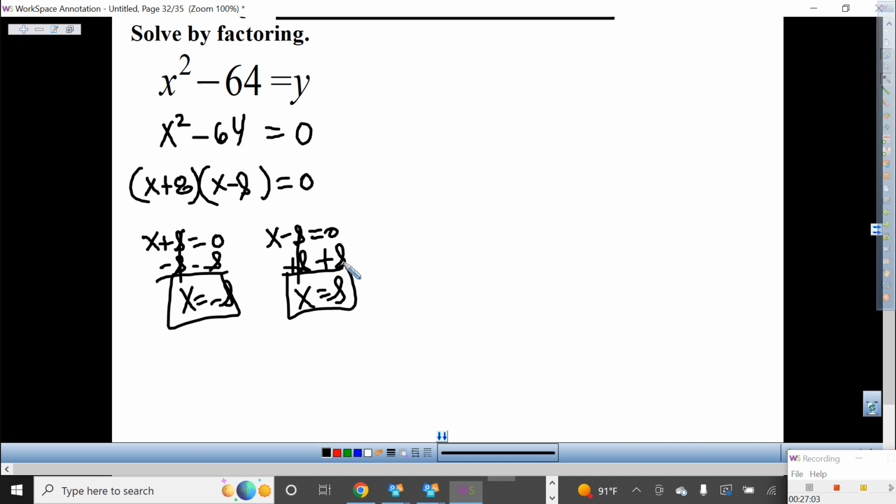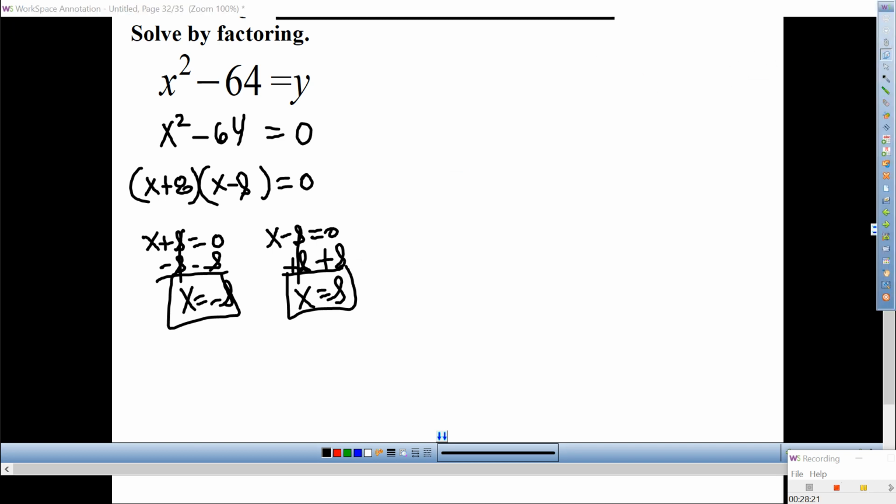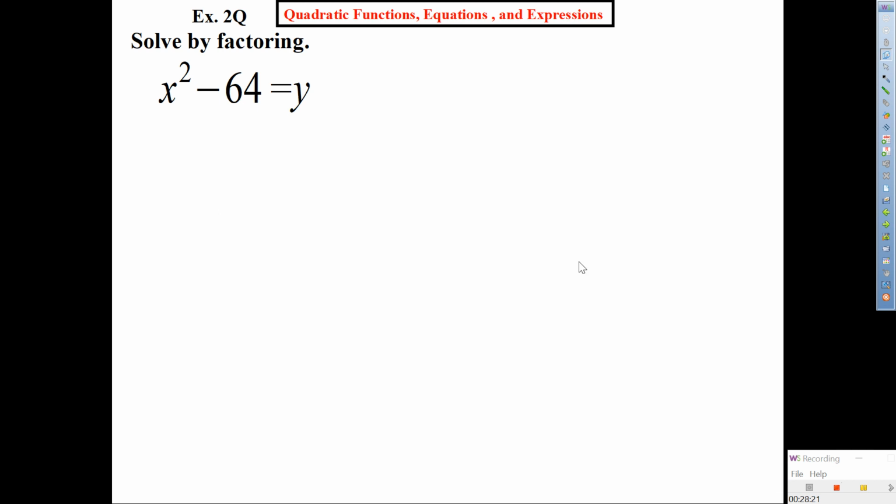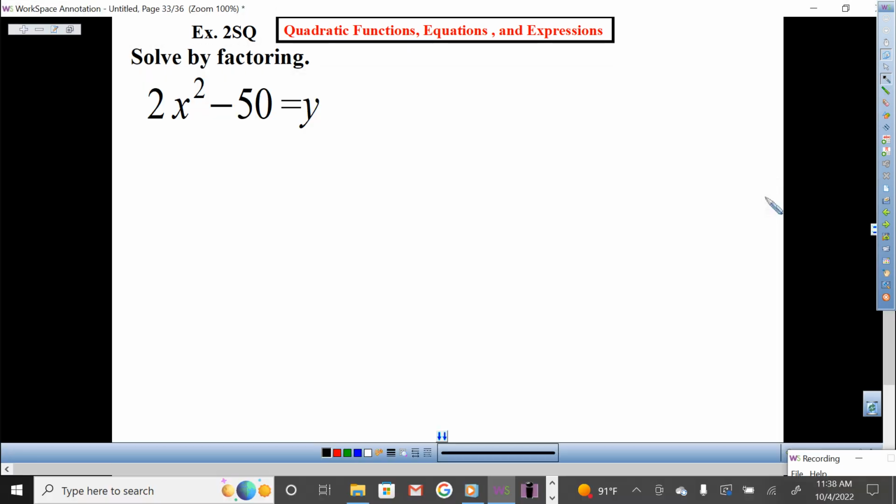All right. Let's crank it up a little bit. Example 2, 2x squared minus 50 equals y. Get us started, JP. What do I do? Change the y to the 0, so we end up with 2x squared minus 50.